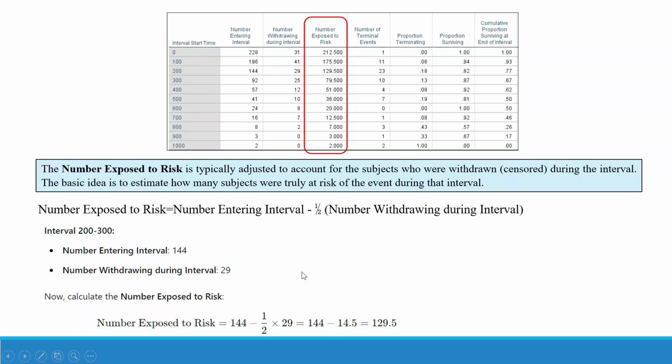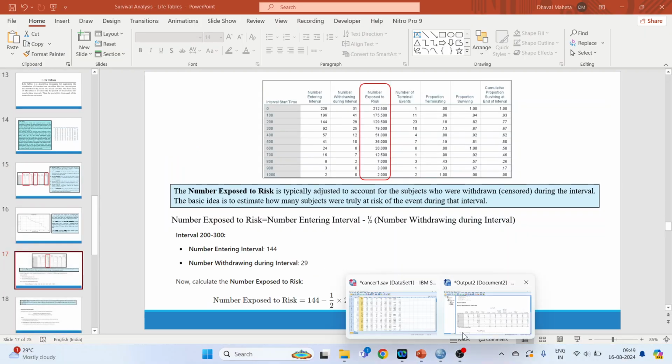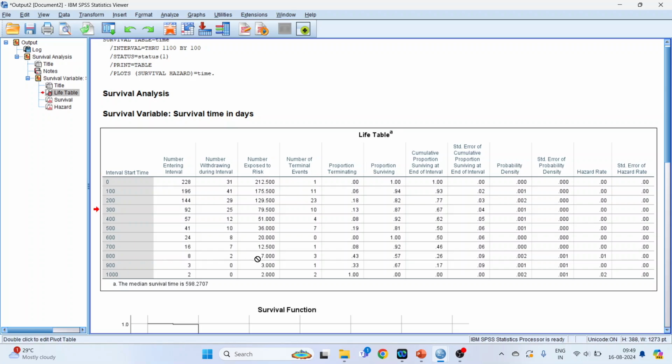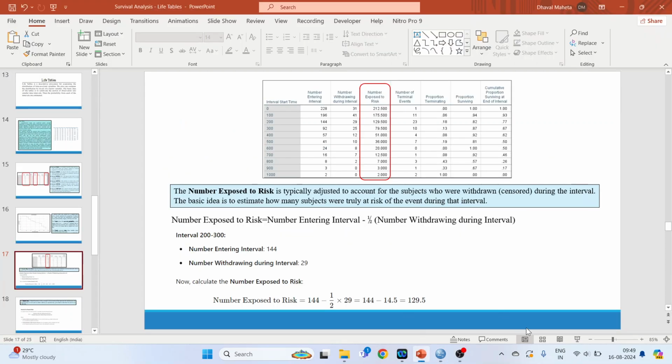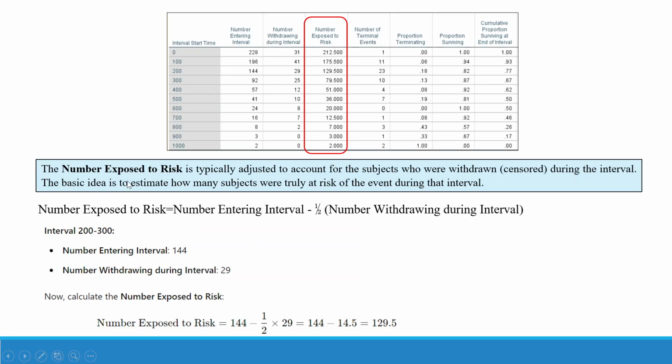Now, what is the number exposed to risk? This column. Number exposed to risk is typically adjusted to account for subjects who were withdrawn, censored during the interval. The basic idea is to estimate how many subjects were truly at risk of the event during that interval. So the number exposed to risk, its formula is number entering the interval minus half number withdrawing during the interval.